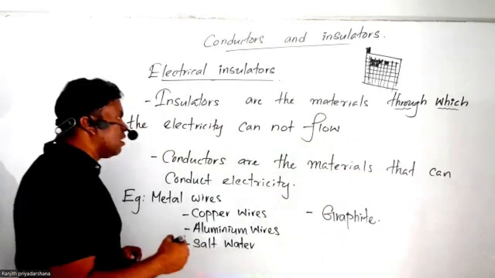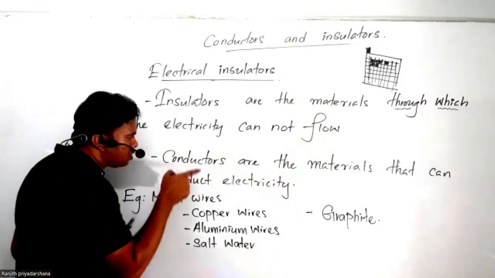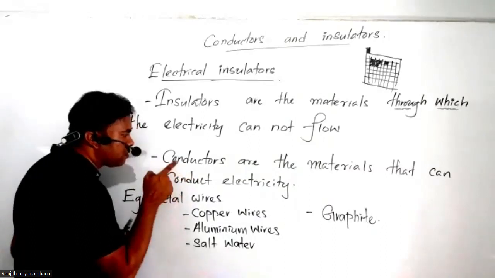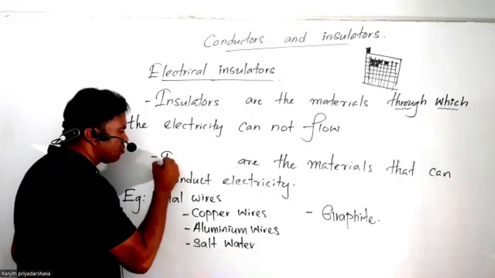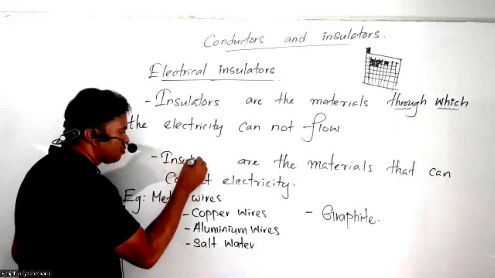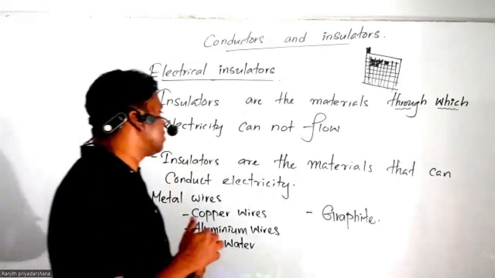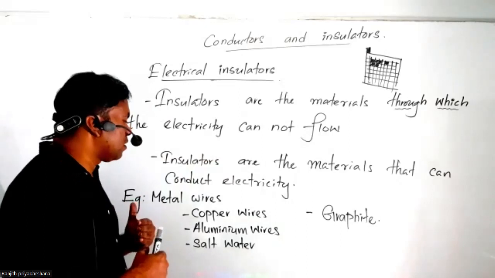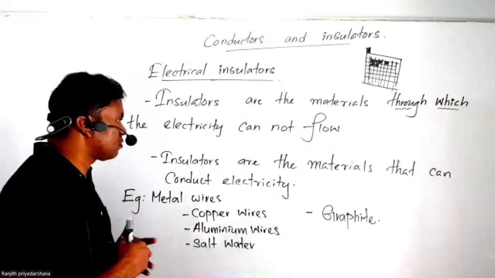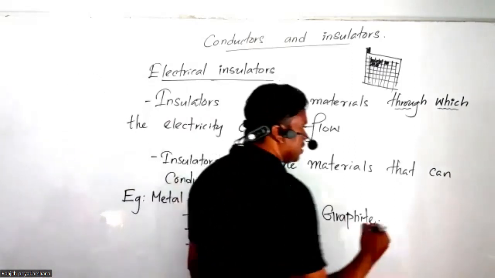Or electricity can't flow. So in this definition, as in your school book, insulators are substances, insulators are the materials that do not allow electricity to flow, materials that cannot conduct electricity.